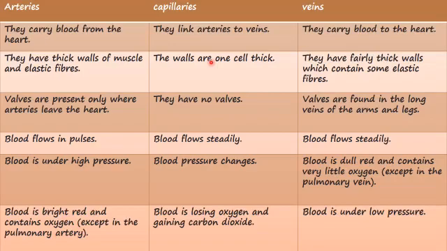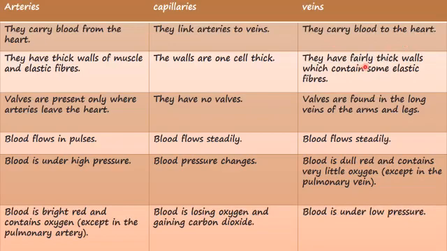If we talk about the capillaries, they link arteries to veins and their walls are just one cell thick. Blood flows steadily, meaning blood can easily and smoothly flow through the capillaries. Blood pressure might change and blood is losing oxygen and gaining carbon dioxide. So what happens? The exchange of gases takes place here. Oxygen will be absorbed in the blood and carbon dioxide will be removed or expelled out.